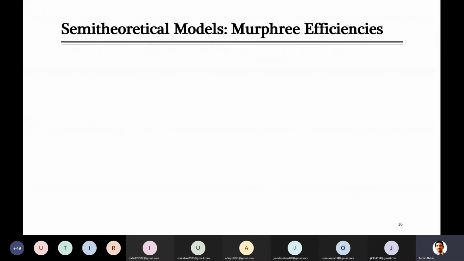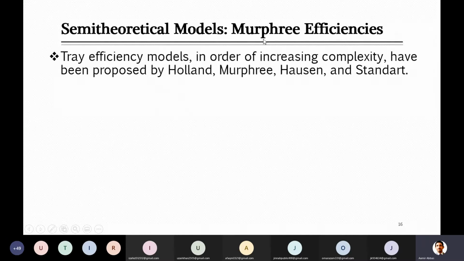Some cases were also discussed in which we said that if the flow path along the tray changes, the efficiency changes as compared to the efficiency predicted by those equations. So due to this reason, people still kept looking for different ways to find the efficiency, and the third one is semi-theoretical models. So we just left off here yesterday. A semi-theoretical model, and in that the major one is the Murphy efficiency.